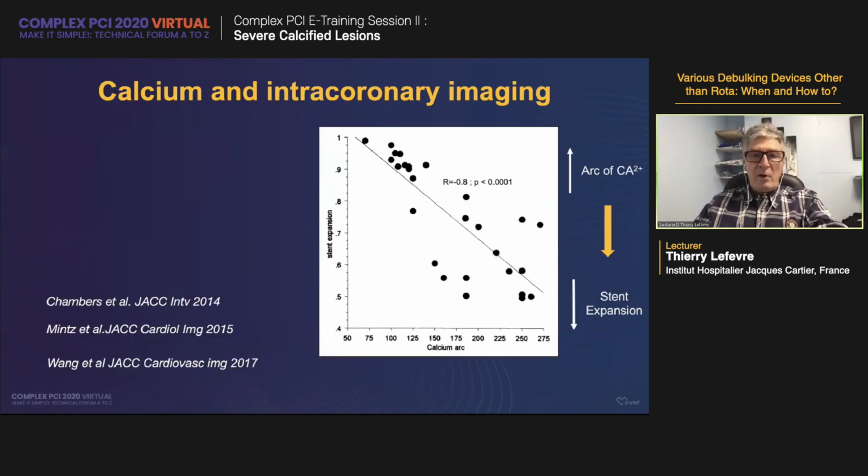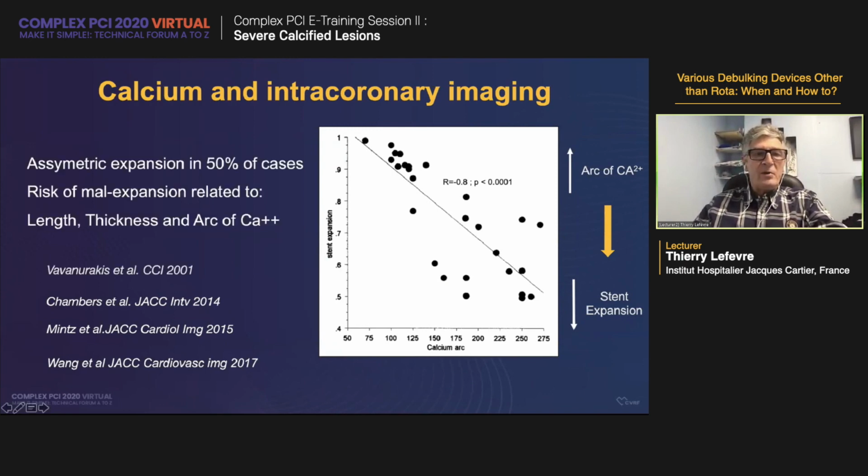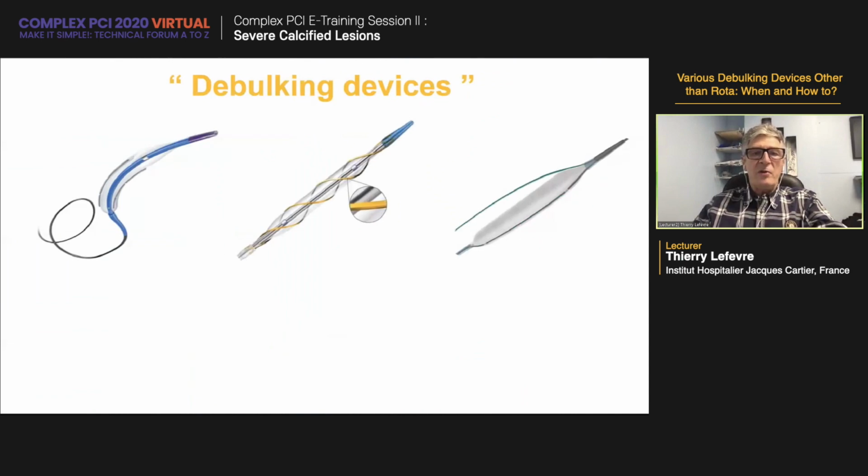So now we have learned that the problem is related to many parameters, and the most important are the length of the calcification, the thickness of calcification, and the arc of calcium that you have by intracoronary imaging. So which devices are available?